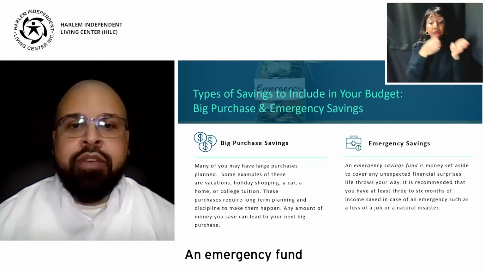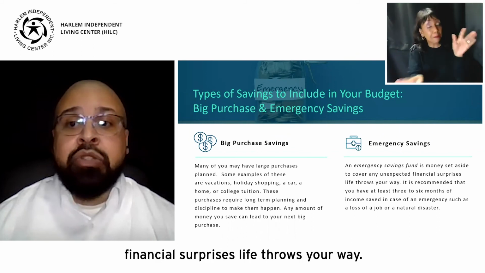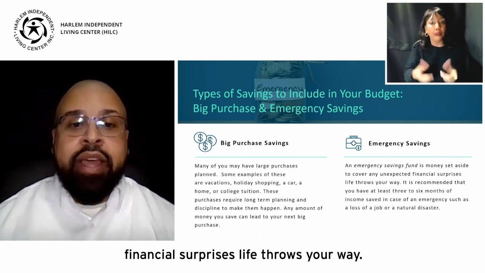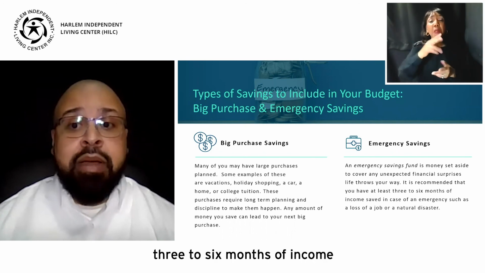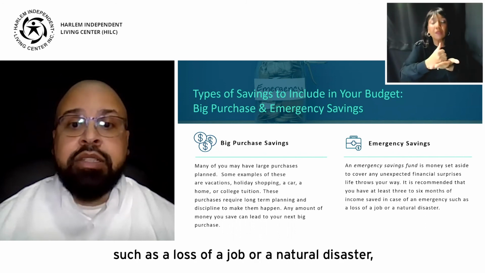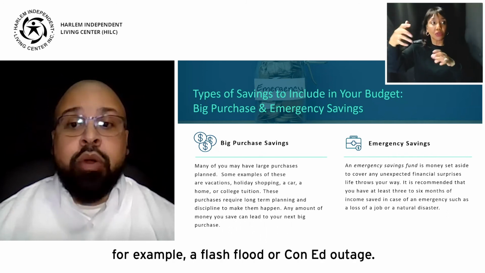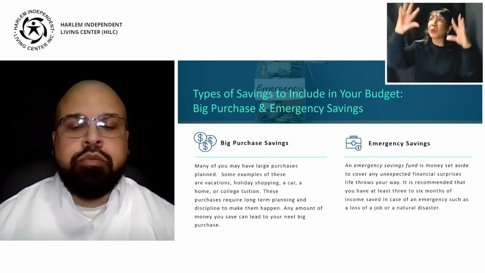An emergency fund is money set aside to cover any unexpected financial surprises life throws your way. It is recommended that you have at least 3 to 6 months of income saved in a bank in case of an emergency, such as a loss of job or a natural disaster. For example, a flash flood or Con Ed outage.